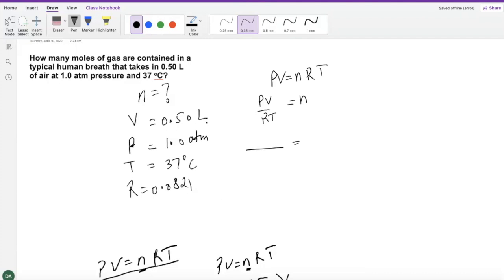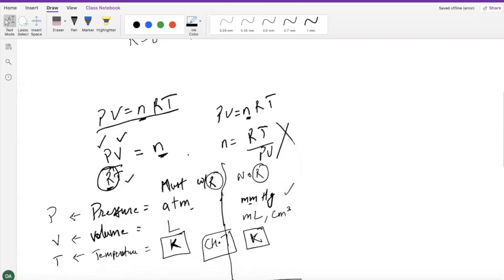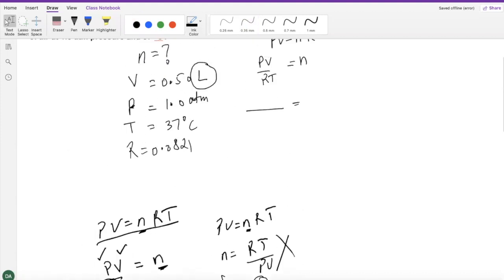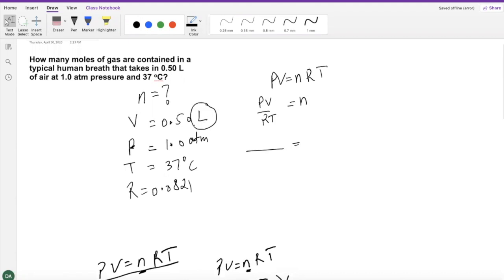Okay, look here, guys. Does the volume in liters look good? Is it the unit that it's supposed to be? What is the unit that we need for volume? This is volume, V. We need liters. Do we have liters? Yes. So do we have to change this? No.